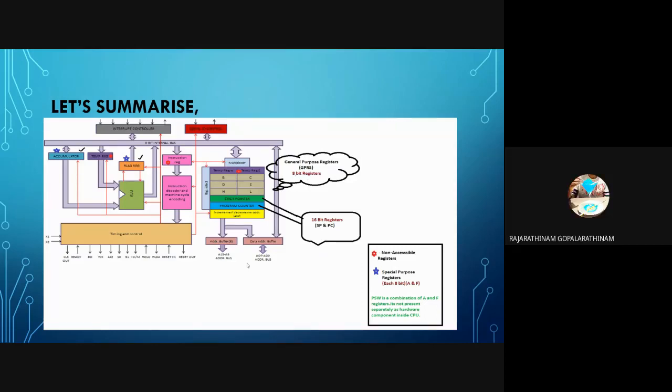You said once the instruction is fetched, the PC will increment to point to the next instruction based on the size of the instruction, right? Yes, sir. You are clear. If it is a single-byte instruction, PC will get incremented by 1. If it is 2-byte, it is going to get incremented by 2. If it is 3-byte, it is going to get incremented by 3. That's what you said, right? That's what is in the slide also, right? Yes, sir.